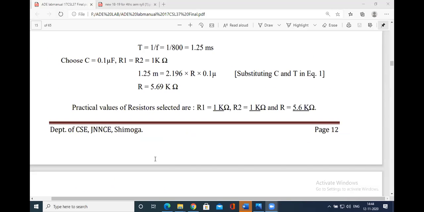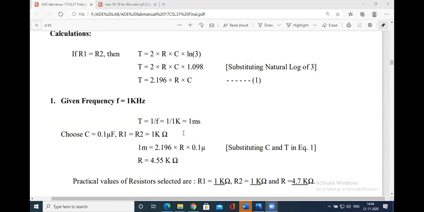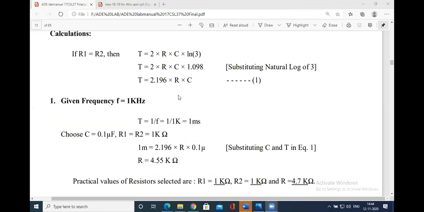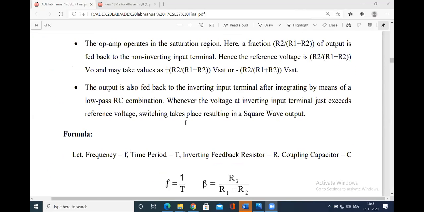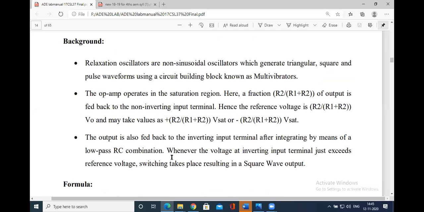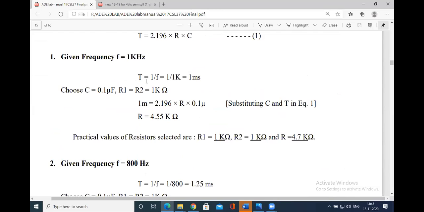Fine. Hopefully the people who are really hearing the session have understood the calculations, with no confusion in calculating the value of R. You need to calculate the value of R given the values of R1 and R2, C equals 0.1 microfarad, along with the frequency. Remember, the frequency is given to you. For your experiment he has given 1 kilohertz, but the examiner will give the frequency. I may say 800 or 2 kilohertz. Then you have to calculate the time period.